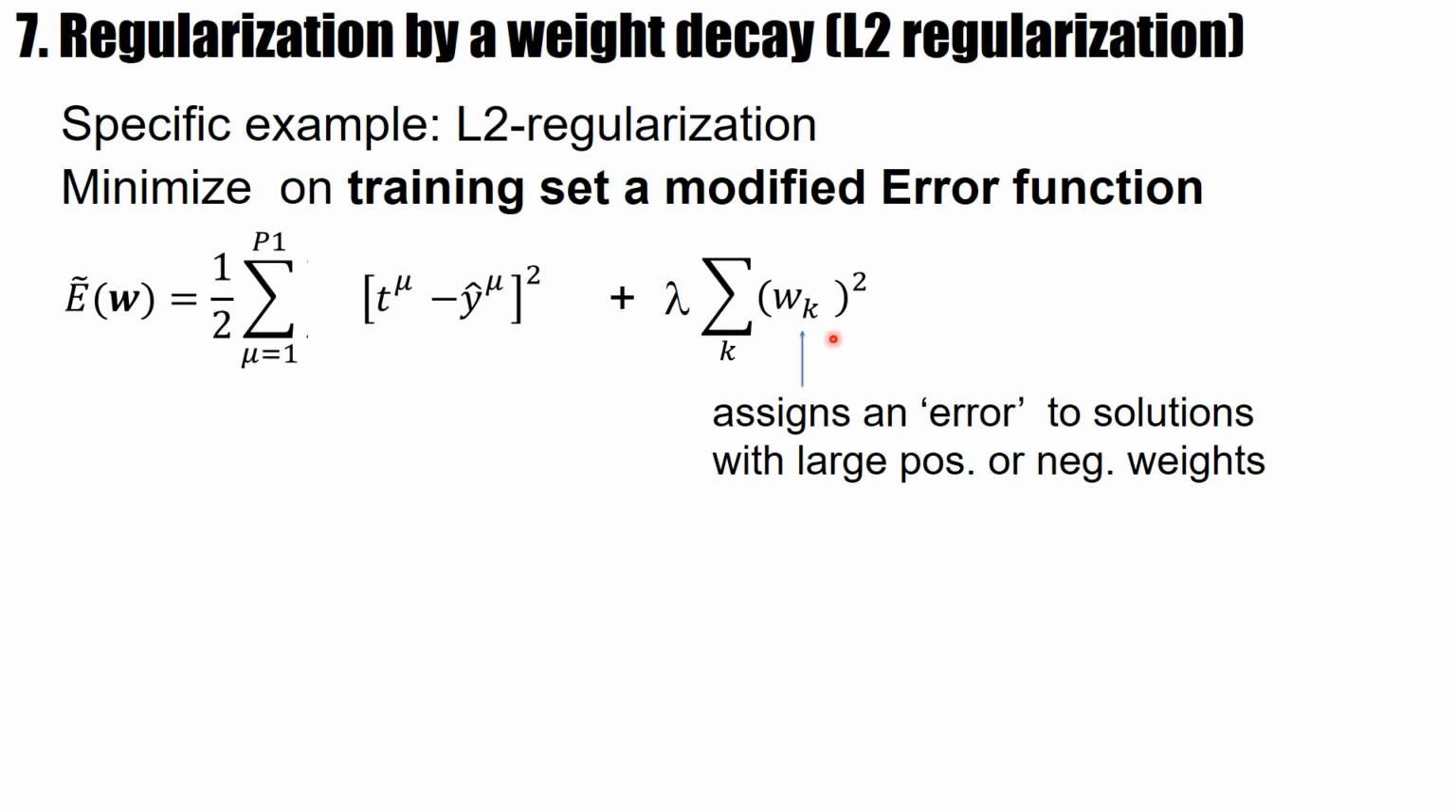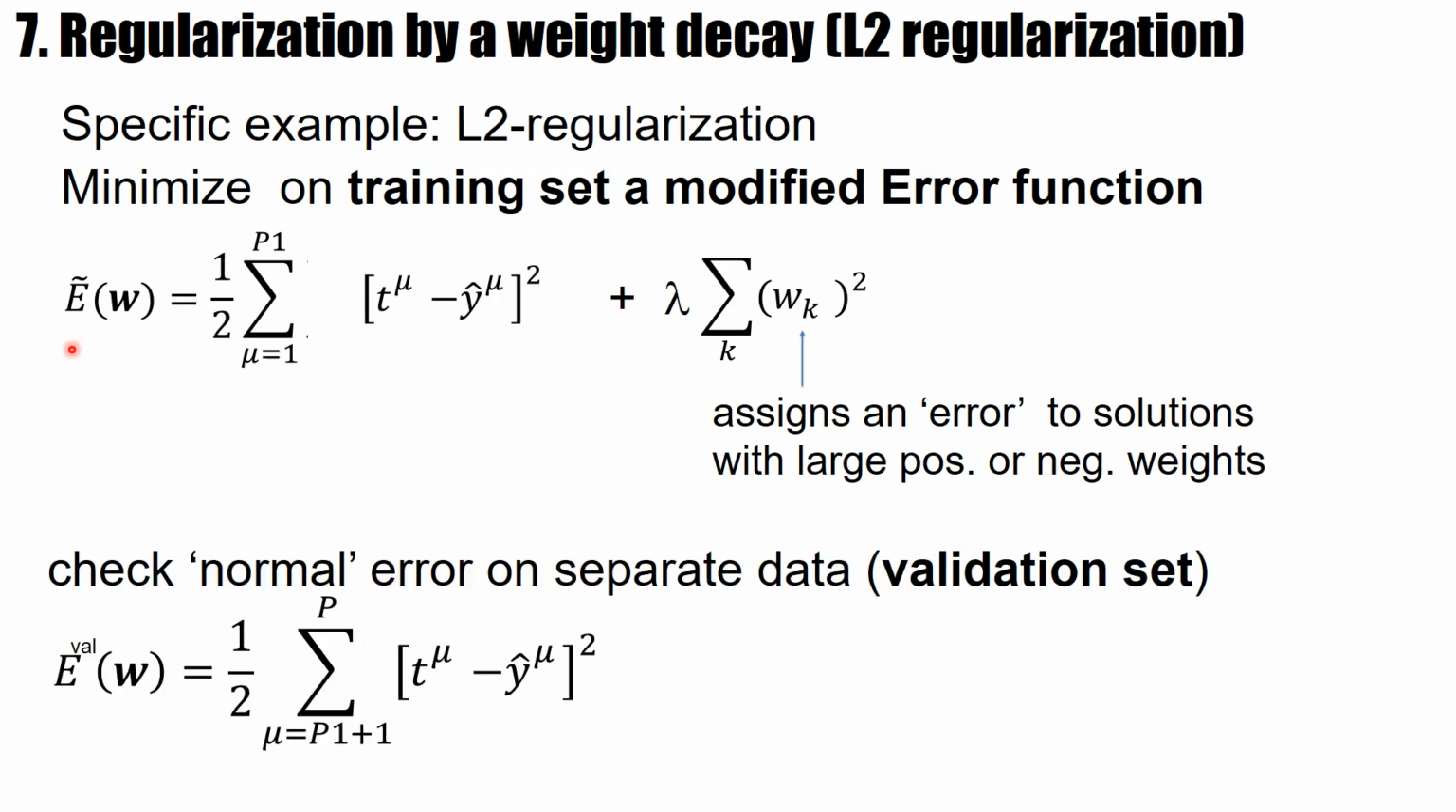So this is the modified error that we use on the training set, and then we check after convergence the normal error on the validation set. So if you use here a quadratic error function, then we use here again a quadratic error function. If you use a different error here, then we would also use a different error there. Note that the validation error is not measured with this extra penalty term.